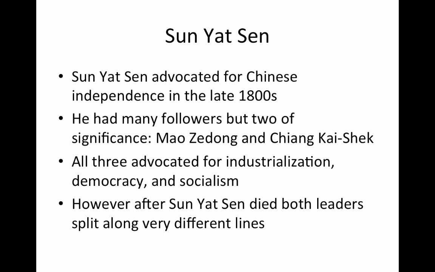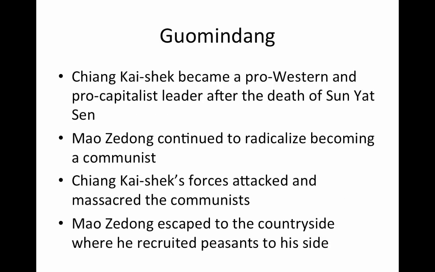However, after Sun Yat-sen died, both leaders split along very different lines. The Kuomintang. Chiang Kai-shek became a pro-Western and pro-capitalist leader after the death of Sun Yat-sen. Mao Zedong continued to radicalize, and he eventually became a communist. Chiang Kai-shek's forces attacked Mao Zedong and massacred the communists, so Mao Zedong took the followers he had left and escaped to the countryside, where he recruited peasants to his side.